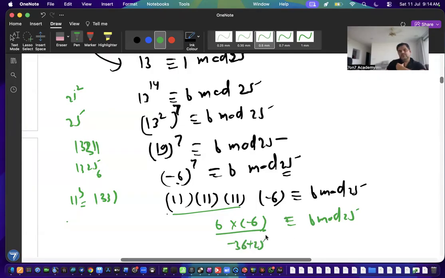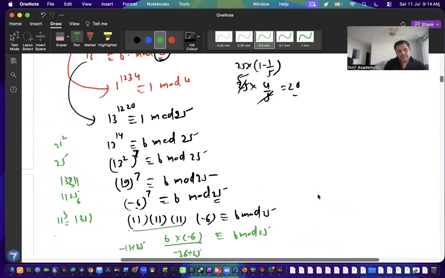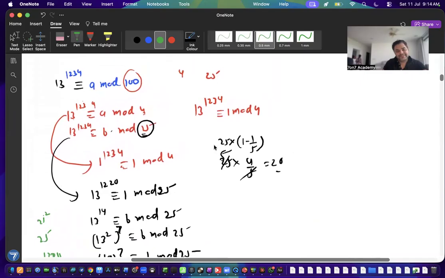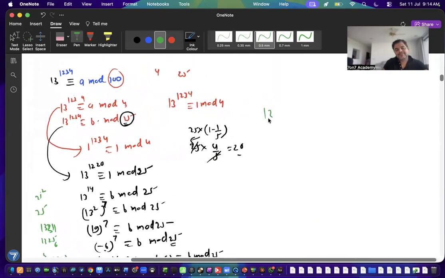Minus 11 plus 25 is what? It's 14. So the remainder is 14. I got one thing. My problem was 13 raised to, I don't know, 1, 2, 3, 4, and I had to find out a mod 100. Means I want to find out the last 2 digits of this.